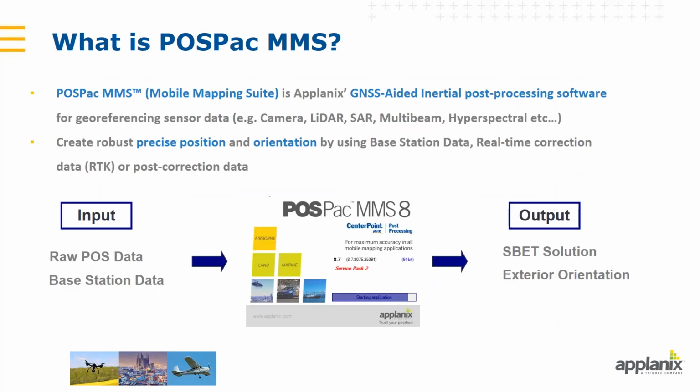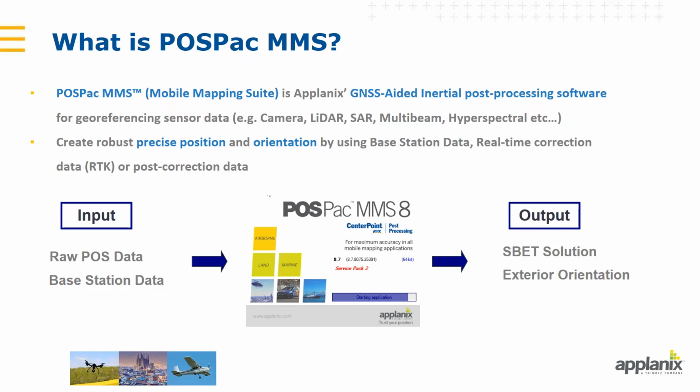POSPac introduction. What is POSPac MMS? POSPac MMS is Applanix GNSS-aided inertial post-processing software for georeferencing of sensor data such as camera, LiDAR, radar, multi-beam, and hyperspectral. Based on the list of the sensors mentioned here, you will realize that POSPac is also software where you can process other data. It's not only from the mobile mapping industry, but also from the airborne side or marine kinematic surveys.